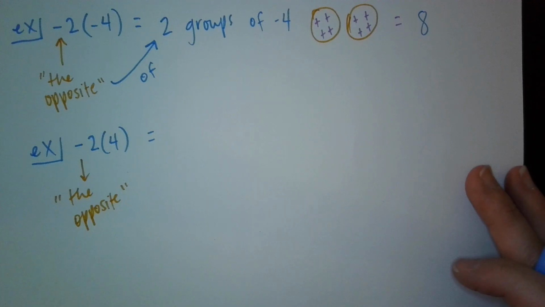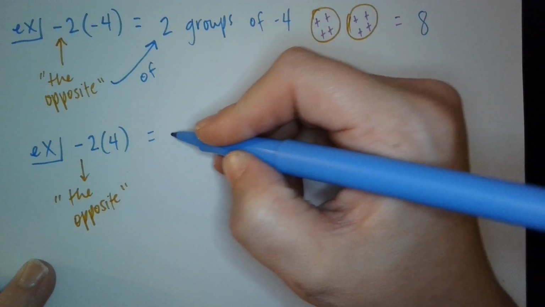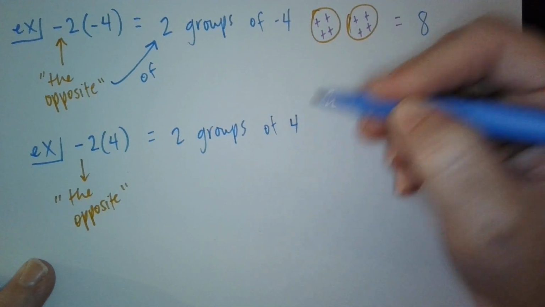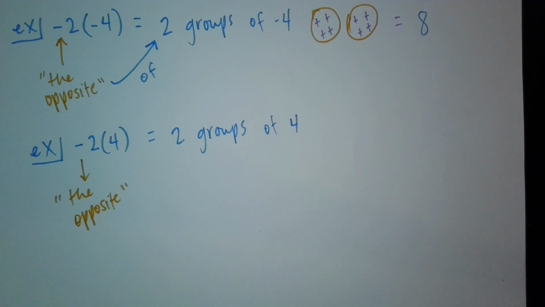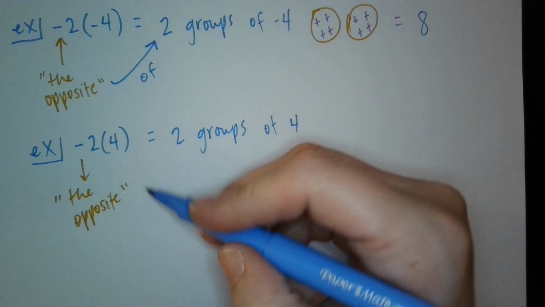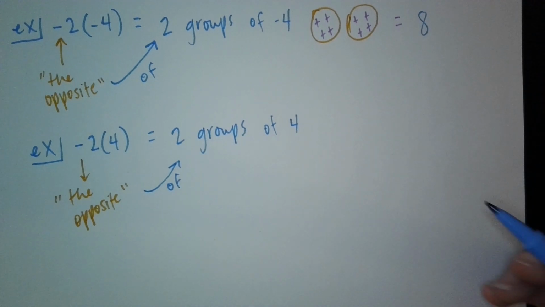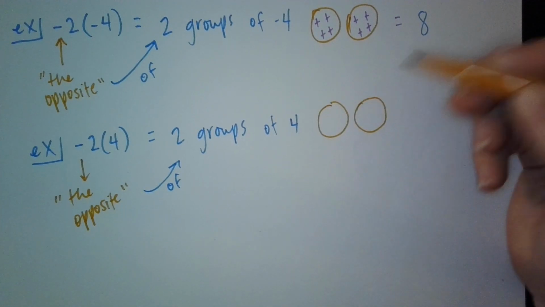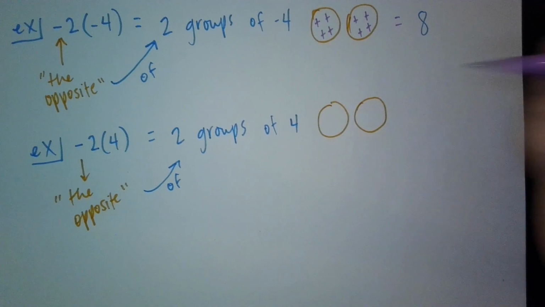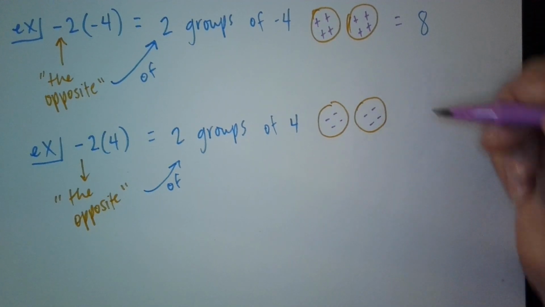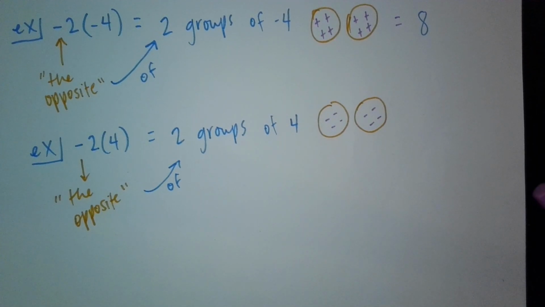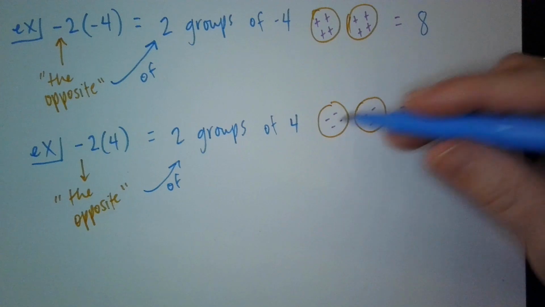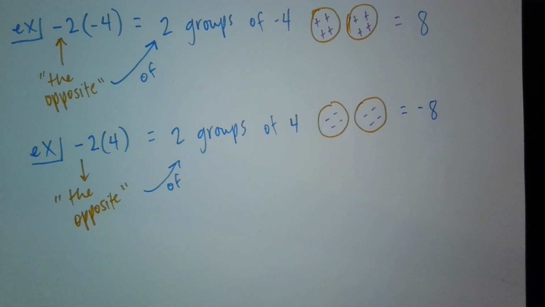Always tell me. Alright, so we have 2 groups of 4. Because I can't have negative groups, but this tells me to do the opposite of that. So instead of making 2 groups of positive 4, what's the opposite of positive 4? Negative 4. So I put my negatives. So how many are in my groups? Well, not 4 negatives. My groups, all of them all together, is negative 8. Yeah, there you go.